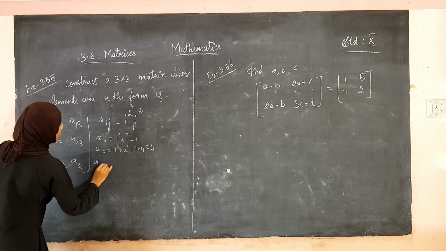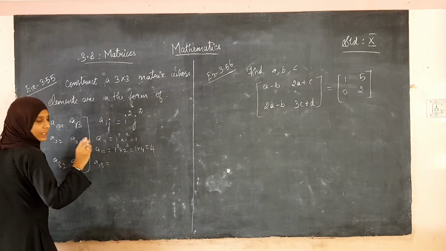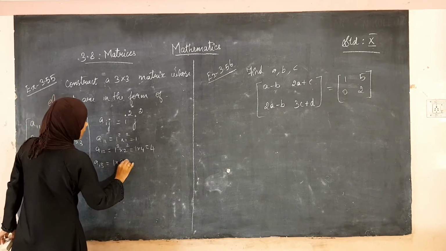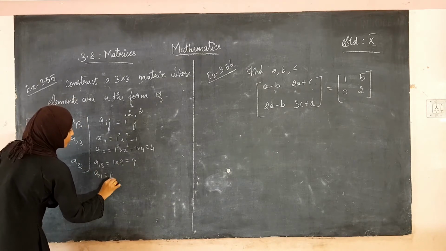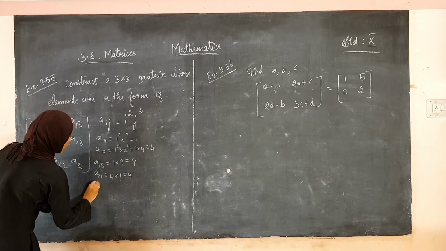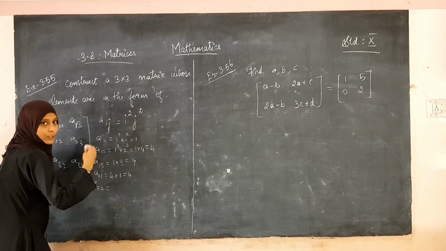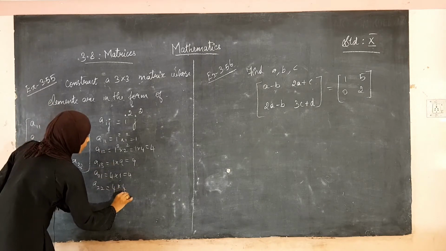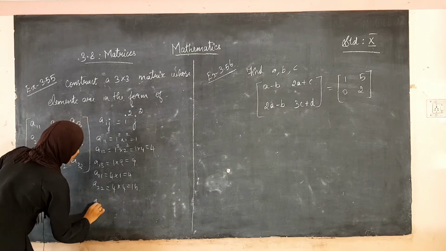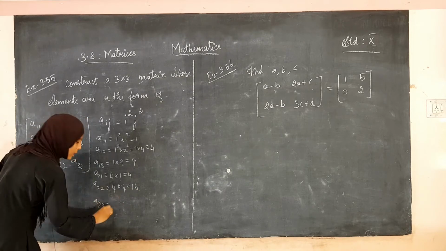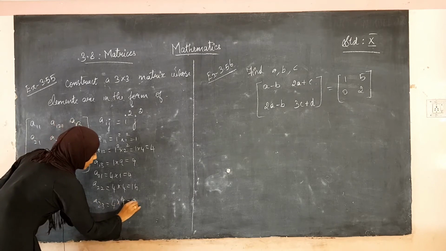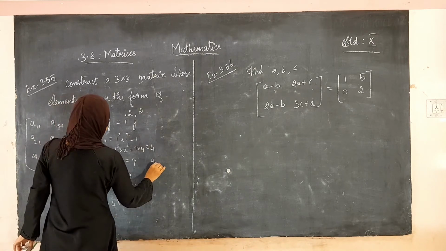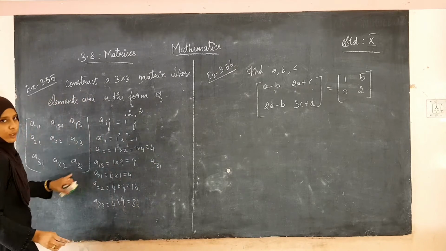Likewise, A13 is equal to 1 square into 3 square, which is 9, so 1 into 9 is 9. And again A21 is 2 square into 1 square, 4 into 1, which is equal to 4. A22 is equal to 2 square into 2 square, that is 4 into 4, which is equal to 16. A23 is equal to 2 square is 4 into 3 square is 9, 9 fours are 36. And again, we have to find A31, 32, 33, right?